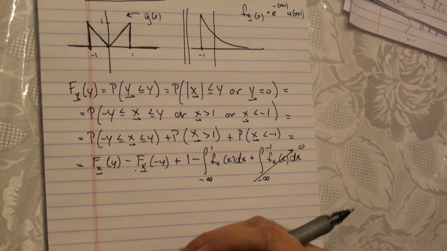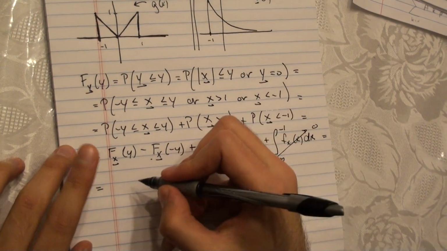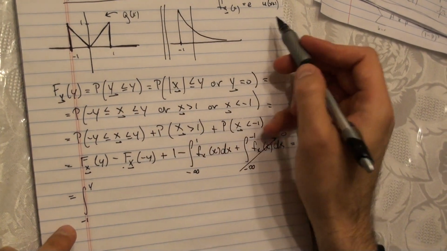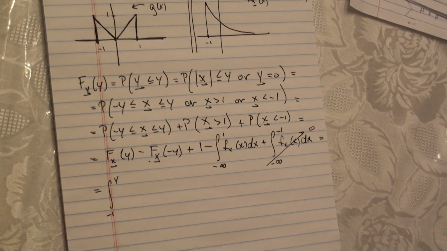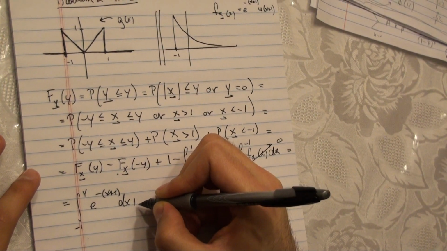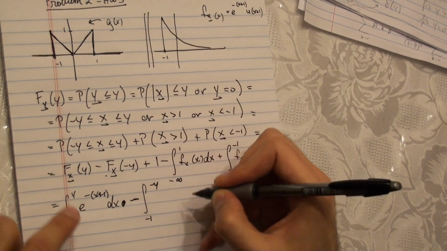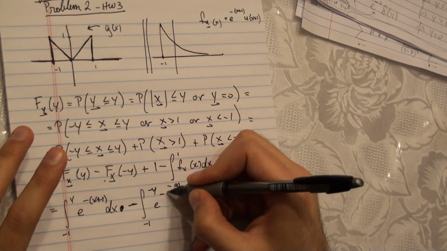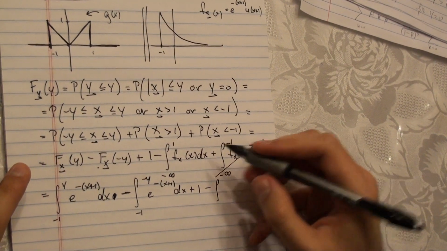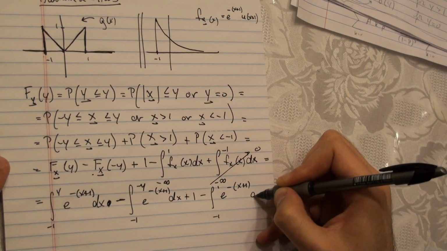So, we have this guy becomes the integral from negative 1 to y. Now, it should be from negative infinity to y, but I put negative 1 because we have the step function, which takes care of everything to the left of negative 1. So we have e to the minus (x plus 1) dx. Minus the integral from negative 1 to negative y. Same reasoning, because the step function takes care of that. And we have this plus 1 minus this integral here, which is from negative 1 to 1 also, because the step function takes care of everything to the left of negative 1. E to the minus (x plus 1) dx.